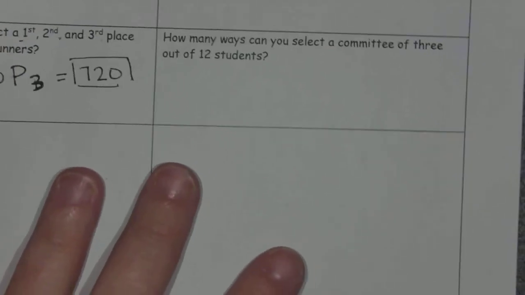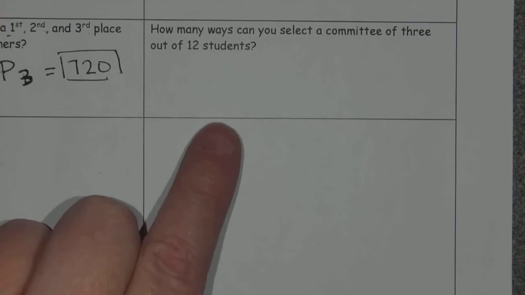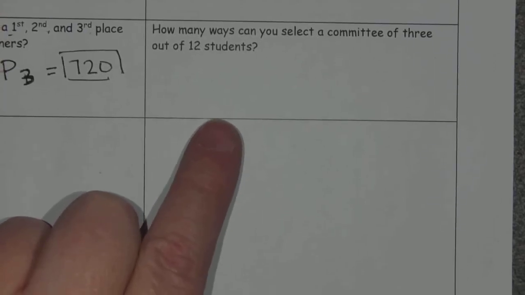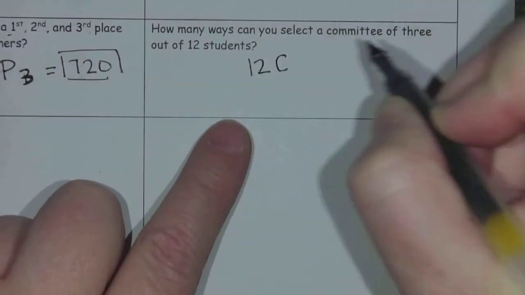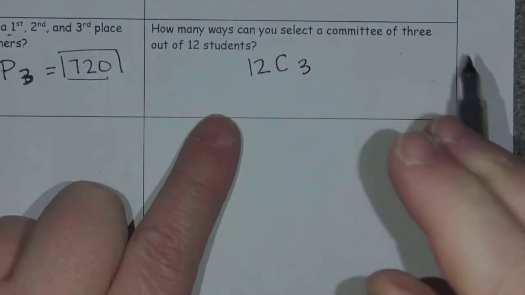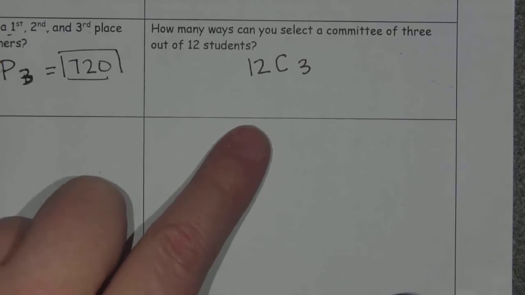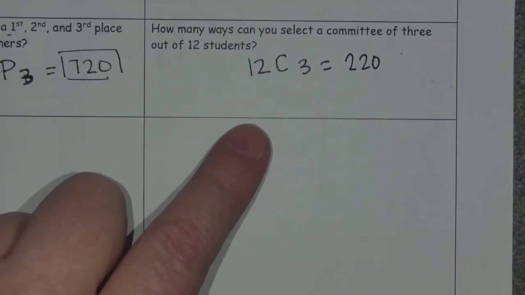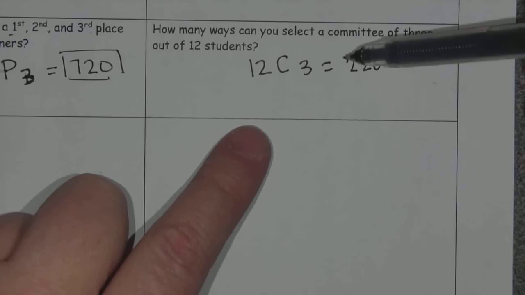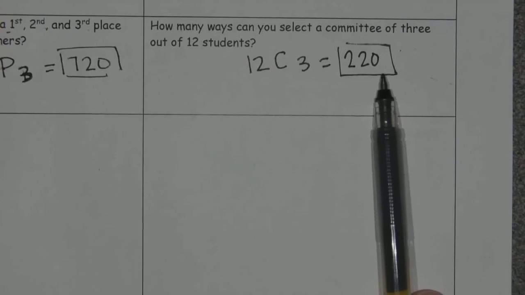Okay, the next question says, how many ways can you select a committee of 3 out of 12 students? Again, a committee is more like that combination pizza. It doesn't matter which order they're selected in, so we're going to do a combination. 12 combination 3 at a time, because we're taking 3 students out of the 12. We punch that in our calculator as a combination. I got 220. Did you guys get 220? So there are only 220 ways to grab 3 people out of a group of 12.